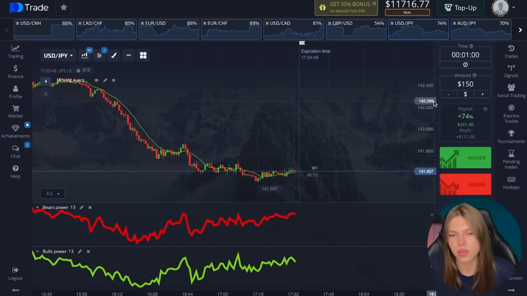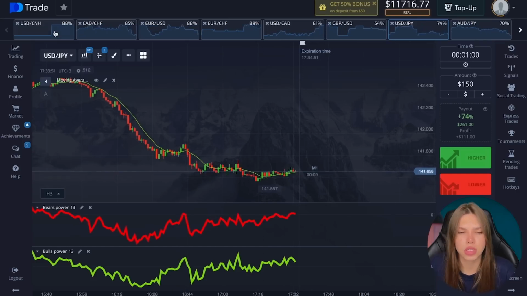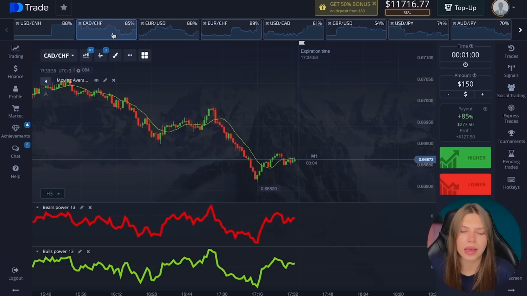Again, we do not break the trend. Let's put $150 each. So now we will find a currency pair.